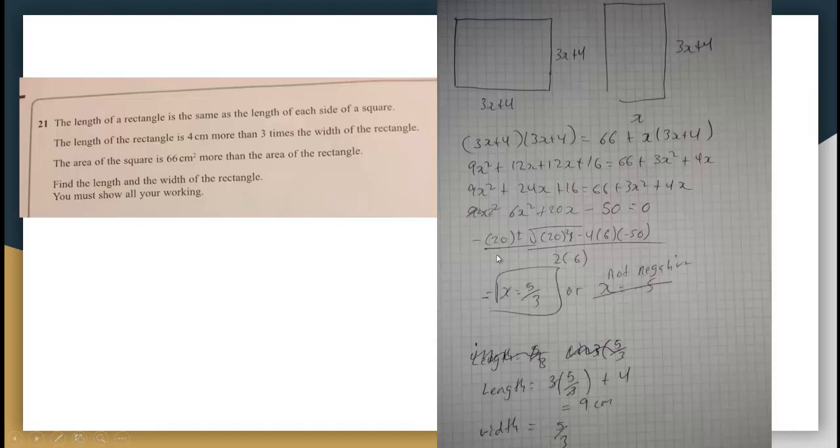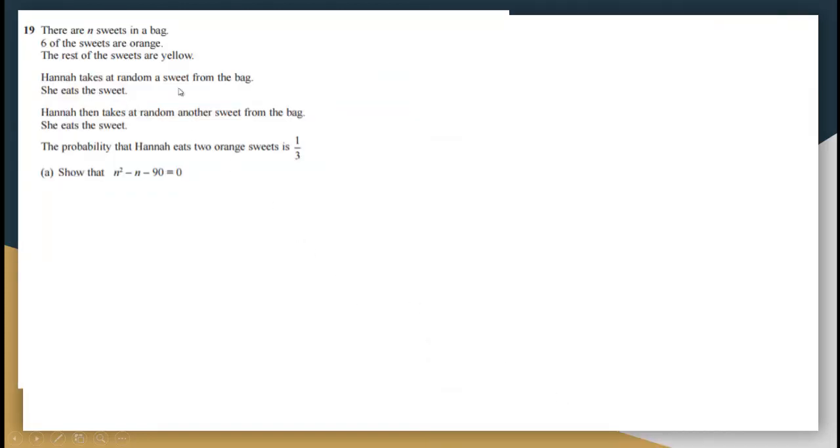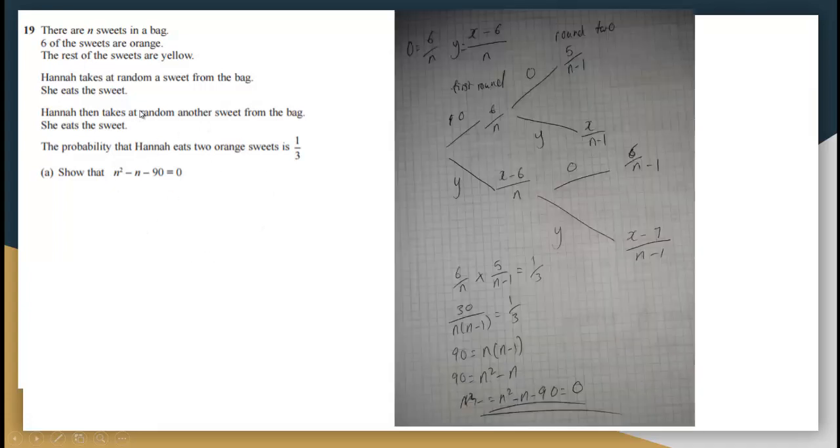You could do completing the square, but I use the quadratic formula, and you should get x equals 5 over 3 and x equals minus 5, but we cross out x equals minus 5 because it's negative, so we cannot use this. So we substitute in 5 over 3 into 3x plus 4 and x, so replace all the x's with 5 over 3, and you should get your length as 9, and your width as 5 over 3. This was a viral question that happened in a 2016 paper, I believe, before the new spec, and yeah, have a go yourselves, and I'll go through the solutions.